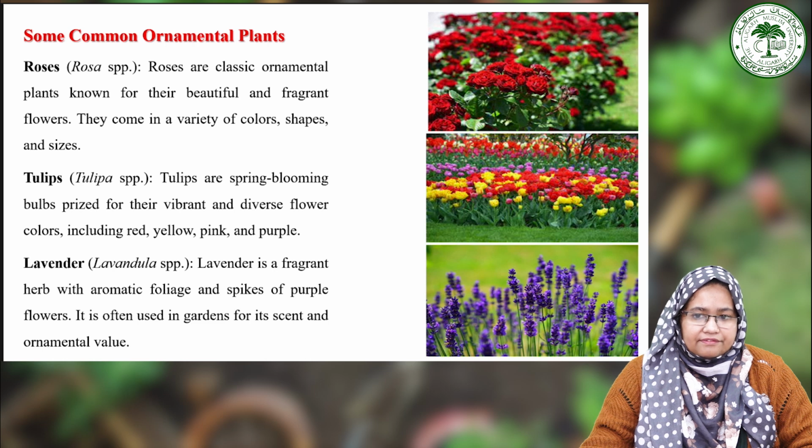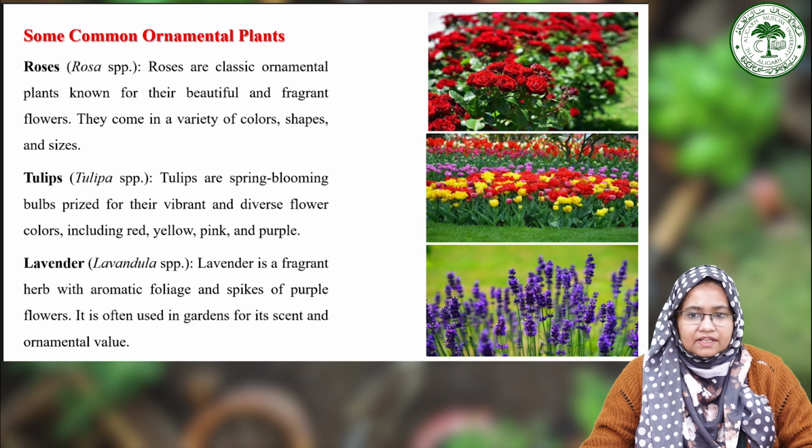Lavender is a fragrant herb with aromatic foliage and a spike of purple flowers. In this image, we can see the spike of a lavender. It is a treasure for its delightful scent, ornamental value, and versatility in gardens, where it can be used for borders, containers, and as a fragrant addition to herb gardens.